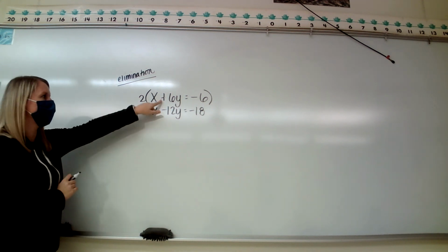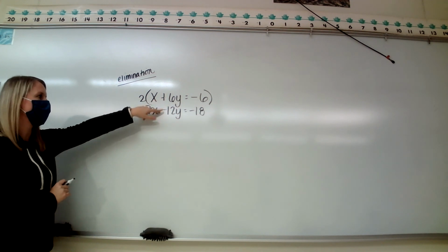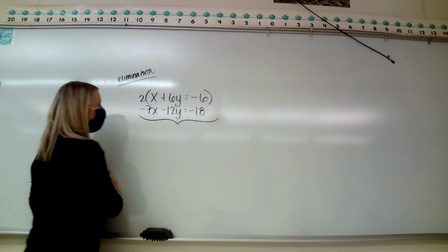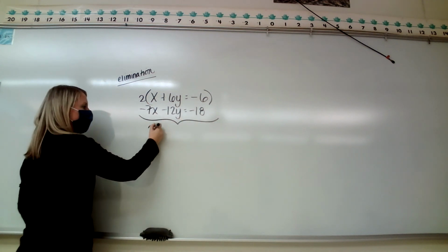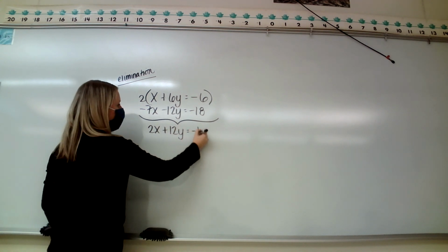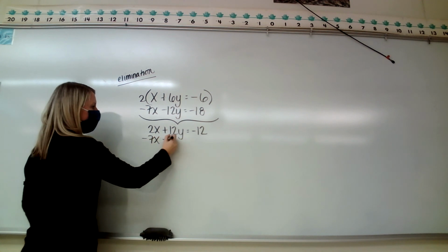The signs are already opposite, so we're good. We always need one positive, one negative. So I'm going to rewrite at this point. So this will make it kind of a little more obvious what's happening. I have 2x now, plus 12y equals negative 12. The second equation stayed the same.